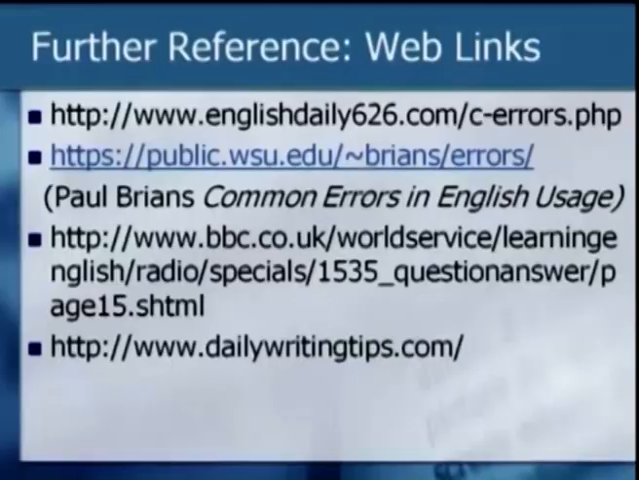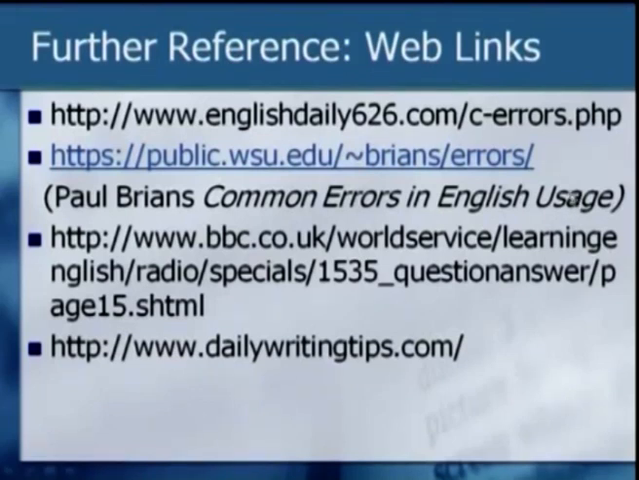And there are some interesting useful web links. There is EnglishDaily626.com, which gives you a list of errors on a day-to-day basis. Similarly, you also have dailywritingtips.com, which has a lot of writing tips, and one area is focused on common errors. Apart from these two, there are two interesting websites. The one is an online website for the book written by Paul Brians on common errors in English usage, and this is the link: public.wsu.edu and then brians errors.